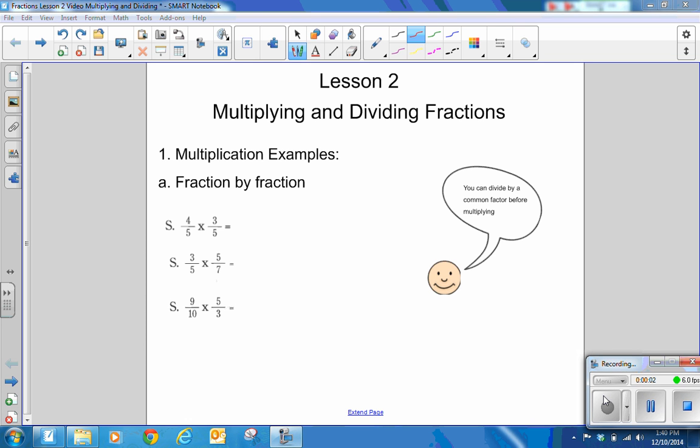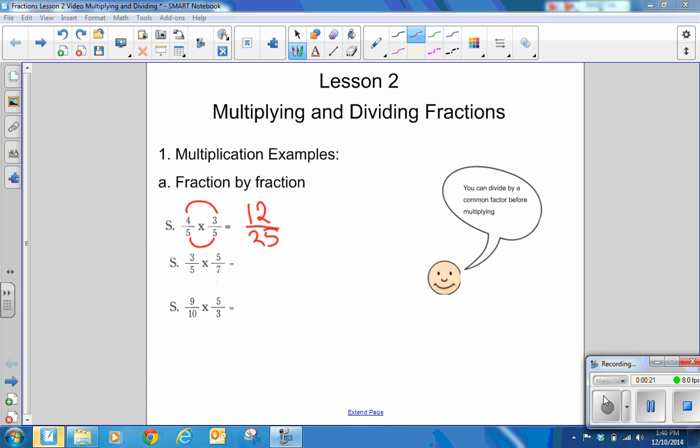When we multiply two fractions, we need to multiply their numerators and their denominators together. So 4 times 3 is 12 over 5 times 5, which is 25. I don't need to do anything else with this fraction because it is in its simplest form.